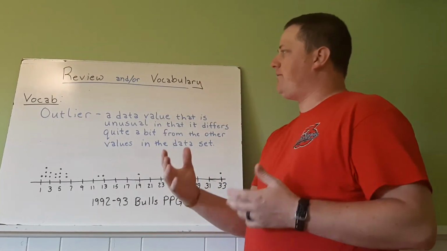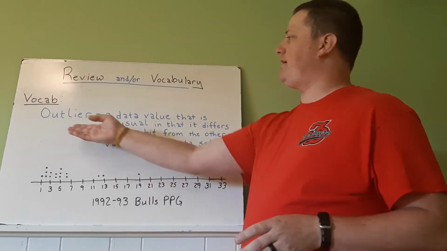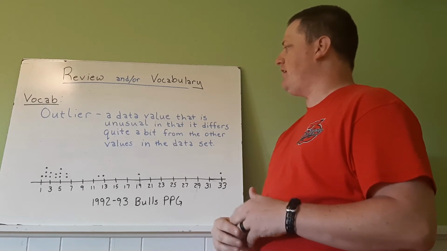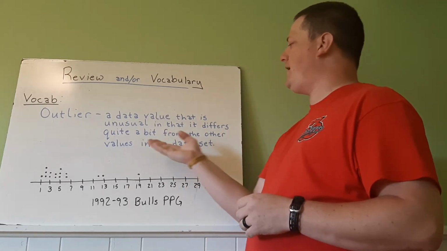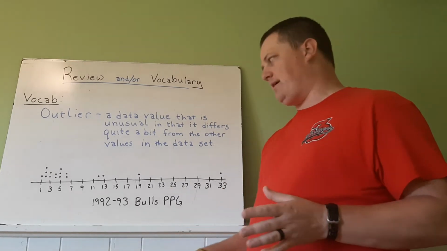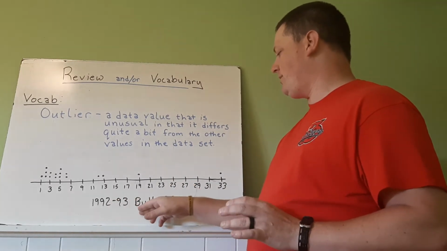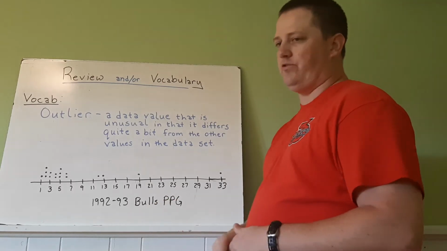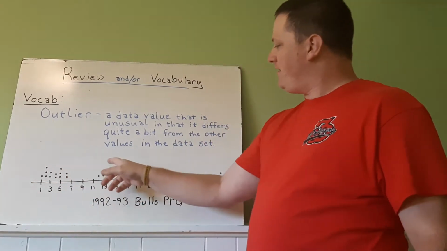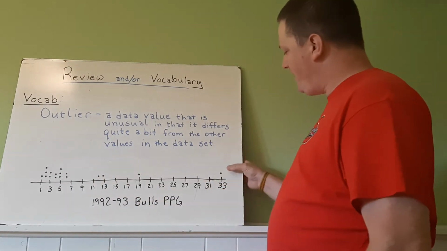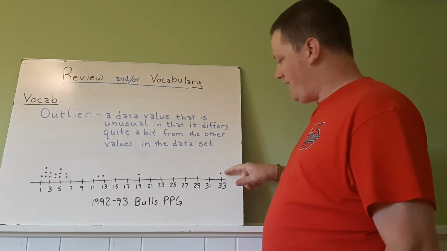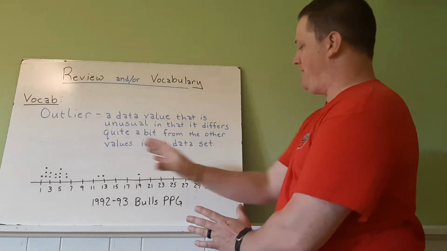All right, so our review here of vocabulary is outlier, a data value that is unusual in that it differs quite a bit from the other values in the data set. So here I have an example of the 92-93 Chicago Bulls points per game. If you notice, most of the data is over here. There's a little bit here and a little bit here, and then we have Michael Jordan scoring right here, and this one is way away from everything else.